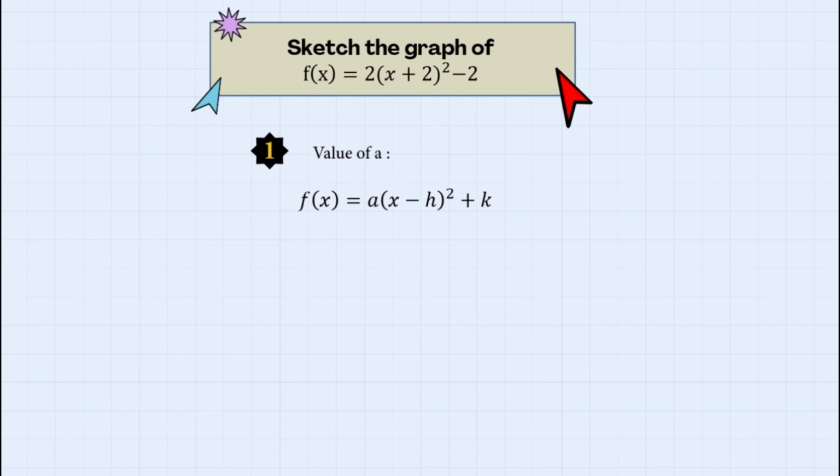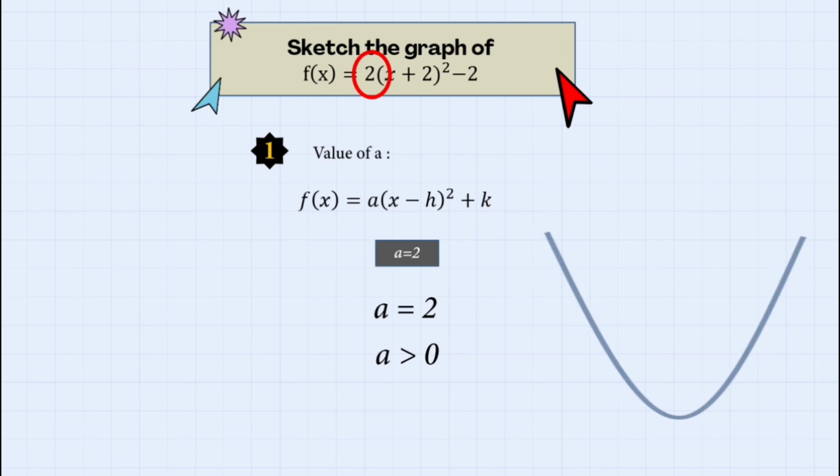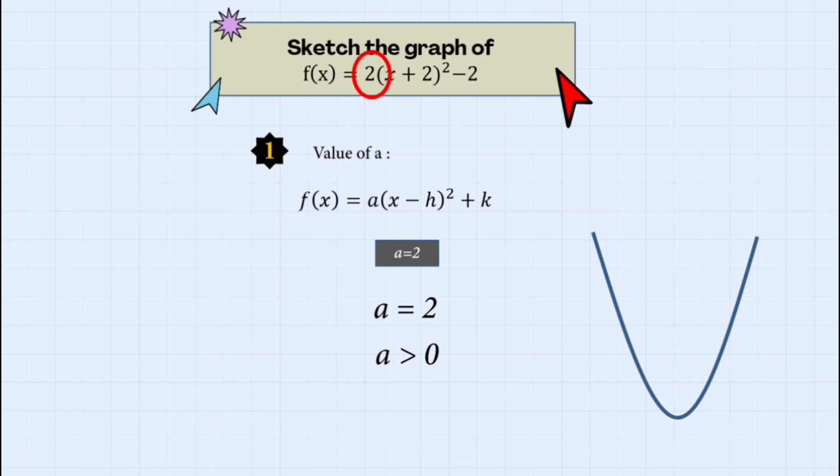Since the given function is in the vertex form, therefore f(x) is equal to a(x minus h) squared plus k. So, the location of a is the coefficient of the (x minus h) squared. Therefore, in this function, the value of a is 2. So, this means that the value of a is greater than 0. Remember, what is the shape of the graph when a is greater than 0? Yes, the shape of the graph would resemble a smiley, which the shape of the graph is as shown here.